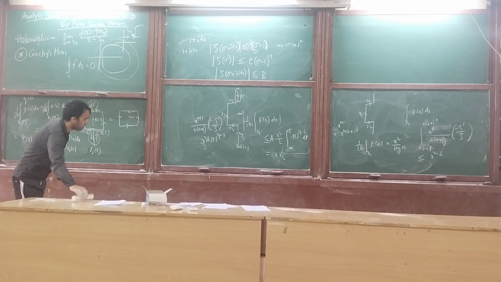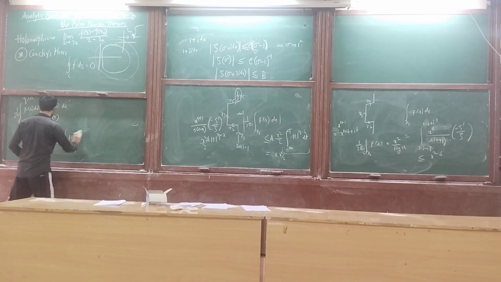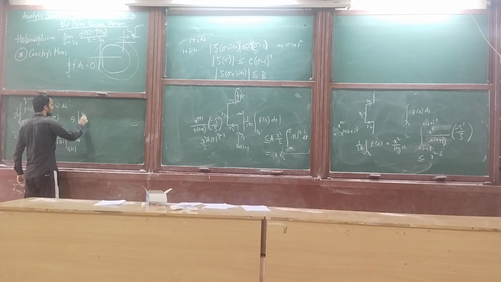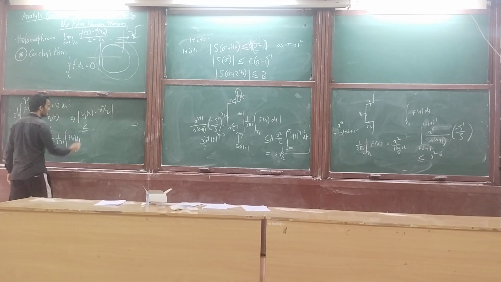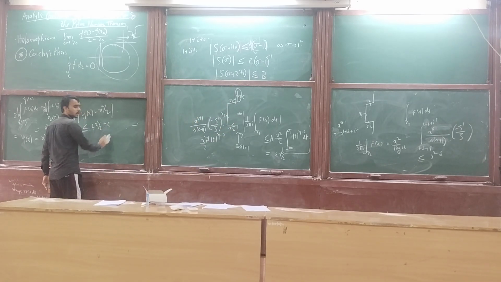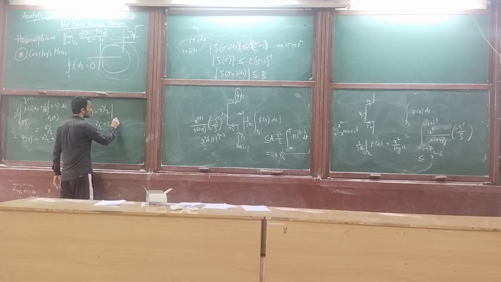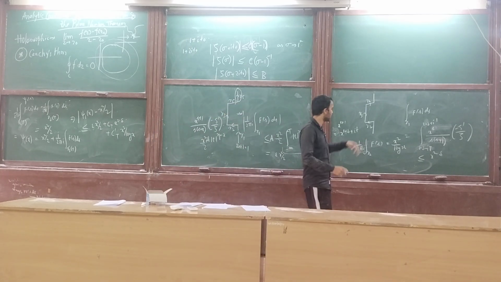So you can bound this something like this. Mod of this thing is less than or equal to epsilon times x square by 2 along this and along this, plus some constant which depends on t, doesn't matter, times x to the power 2 minus delta, plus some constant which also depends on t, times x square by log x.